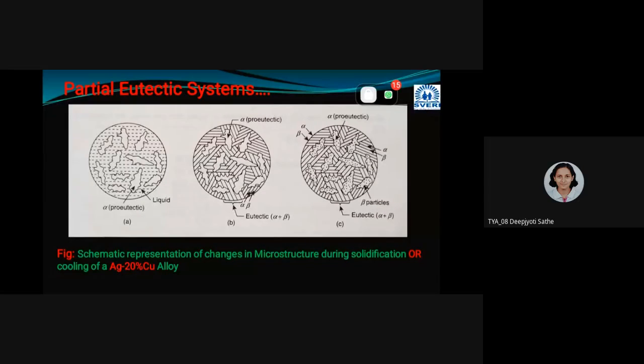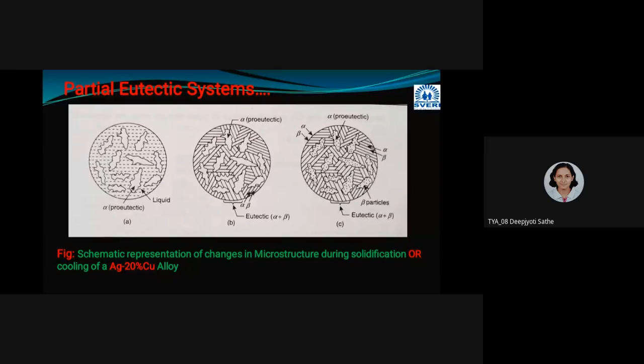From point 1 to 2, only liquid will be there. When temperature falls below point 2, alpha will start separating out. And in region 2 to 3, the total microstructure will be alpha and liquid. This alpha will be termed the proeutectic phase, also termed free alpha or primary alpha, because it is separating out before the actual eutectic transformation. And when temperature reaches point 3, whichever amount of liquid is there in diagram A will get transformed to the eutectic mixture of alpha and beta.